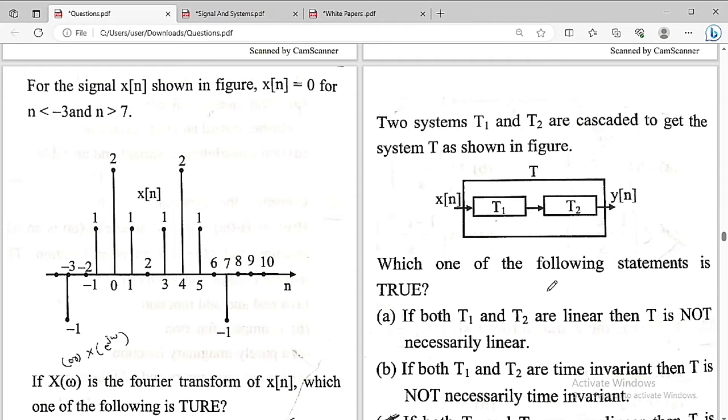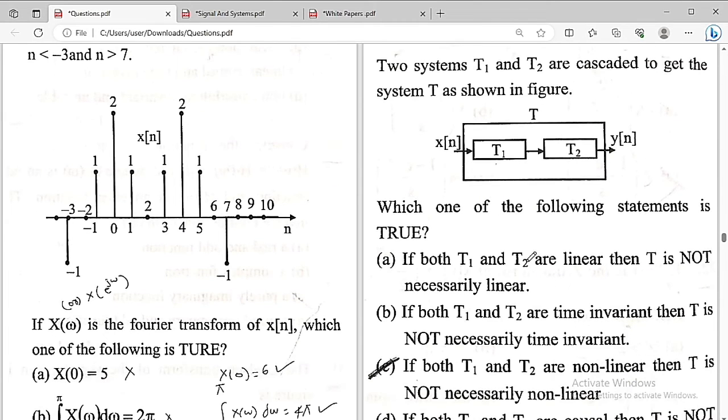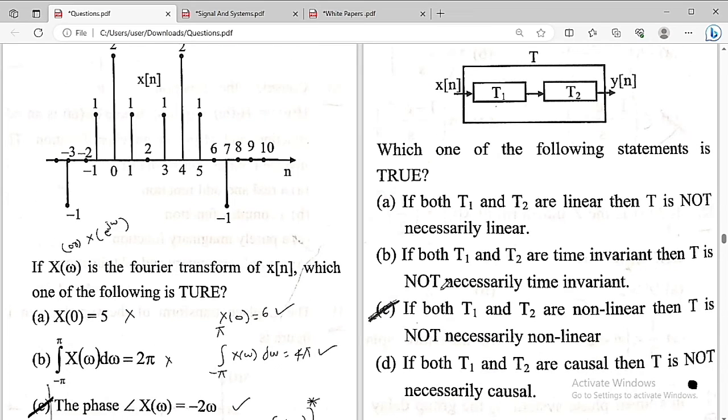Which of the following statements is true? That is what we need to figure out. Option A, if both T1 and T2 are linear, then T is not necessarily linear. Option B, if T1 and T2 are time invariant, then T is not necessarily time invariant. Option C, if both T1 and T2 are non-linear, then T is not necessarily non-linear. Option D, if both T1 and T2 are causal, then T is not necessarily causal. So out of these, which is the true statement that we need to figure out.